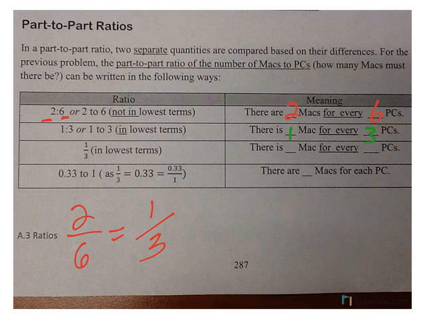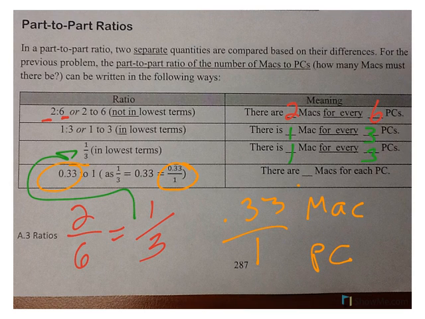And you can see in the third spot, you can write that as a fraction, which we did. We put that up here. So there's 1 Mac for every 3 PCs. That's the same thing that it meant, whether you write it with a colon or the word "to," or as a fraction, you have the same meaning. Now, if you take that fraction, that 1/3, and you divide it, that's what you get here, this 0.33. And I like how they write it here over 1. So 0.33 over 1, that's Macs to PCs. So there are 0.33 Macs for every 1 PC.